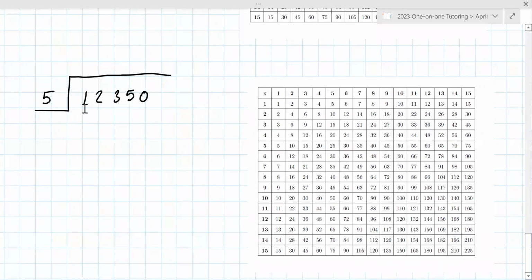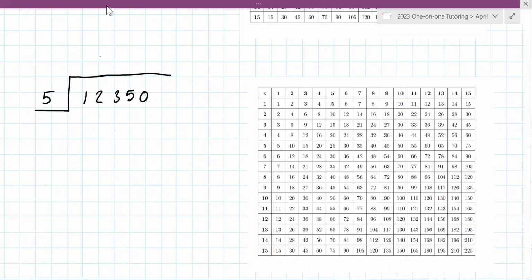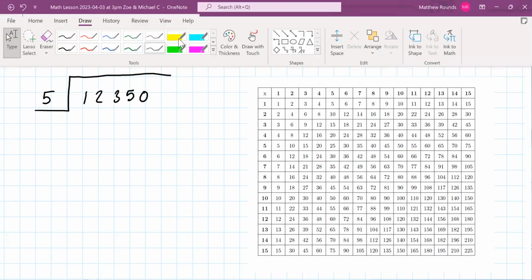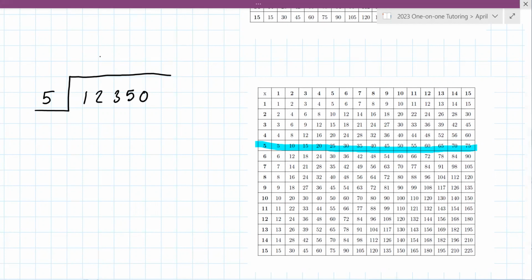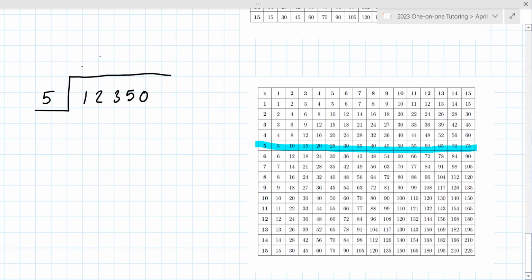5 goes into 12 2 times. Wait, 3 times. Oh wait, it's 2 times. Sorry, gotta be careful there. So that's 2 times. And maybe this is also awkward, because there's a 0 there, it goes above the 2. 5 goes into 1 0 times, it goes into 12 2 times. That's why it's above the 2. Is that okay? Yes.